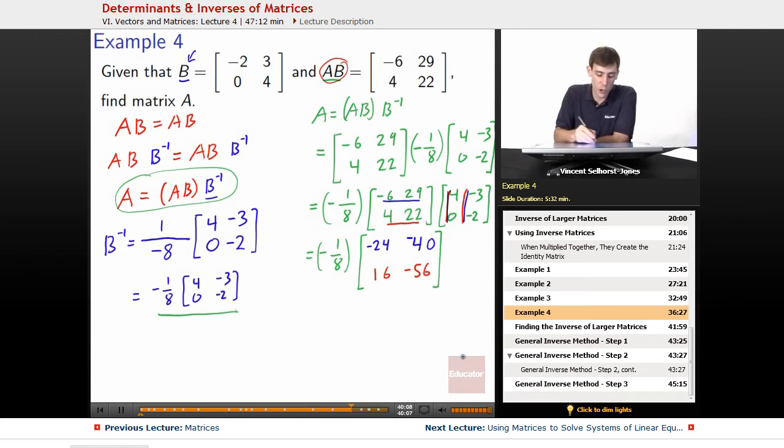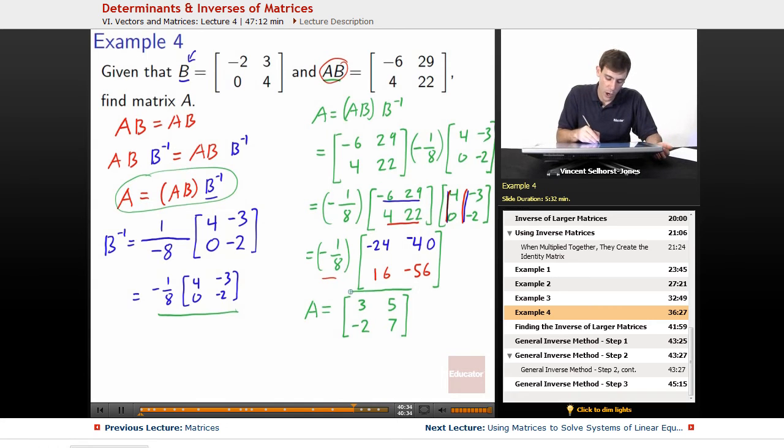So at this point, we can use our negative 1/8. We simplify this out. Negative 1/8 times negative 24 becomes 24 divided by 8 is 3, and the negatives cancel out, so we get positive 3. Negative 1/8 times negative 40 becomes positive 5. Negative 1/8 times 16 becomes negative 2. Negative 1/8 times negative 56 becomes positive 7. So we've got A equals 3, 5, negative 2, 7, and there we are.